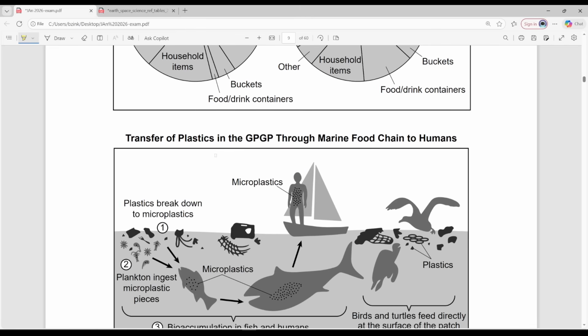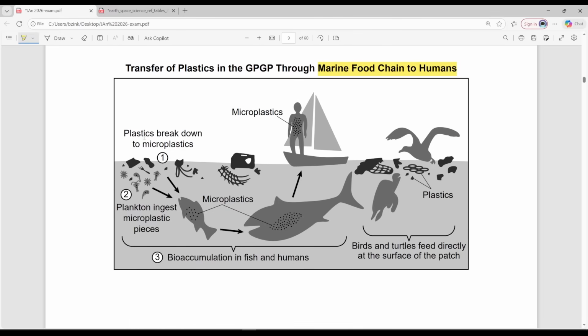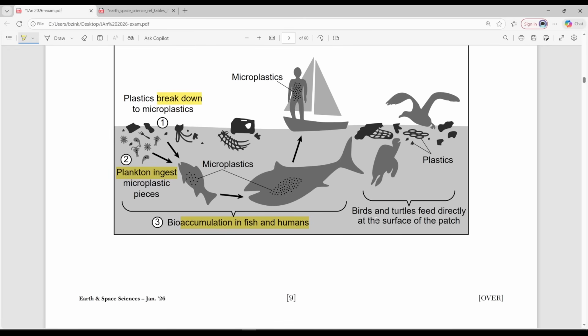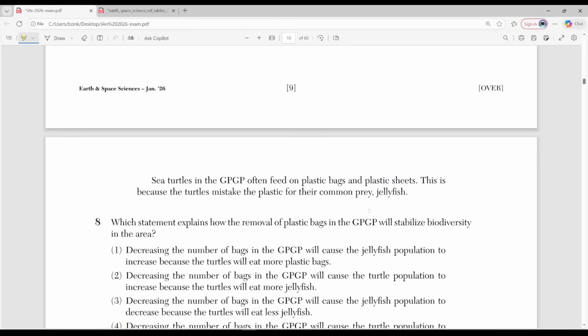Okay, fine. Transfer of plastics through the marine food chain to humans, so we're going plastic breakdown into microplastics. So we got that, and then planktons ingest it, and then it accumulates in fish and humans. Okay, great. And then that's the idea. So the planktons ingest the microplastics, and then the fish eat the plankton. Birds and turtles feed directly at the surface of the patch. Okay.